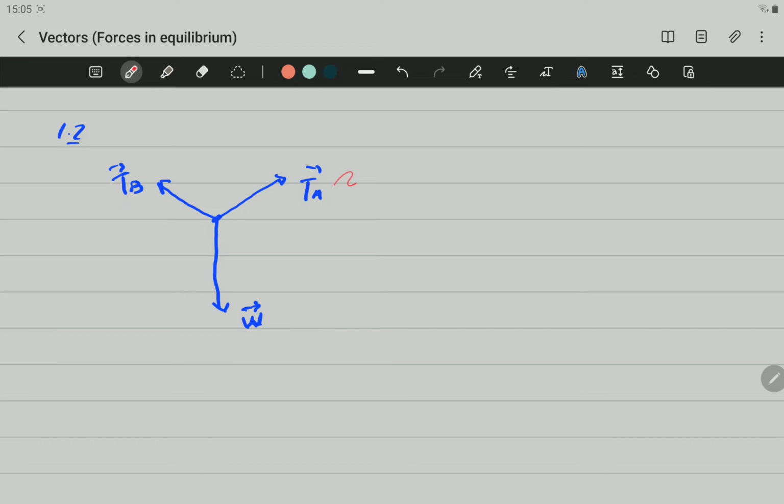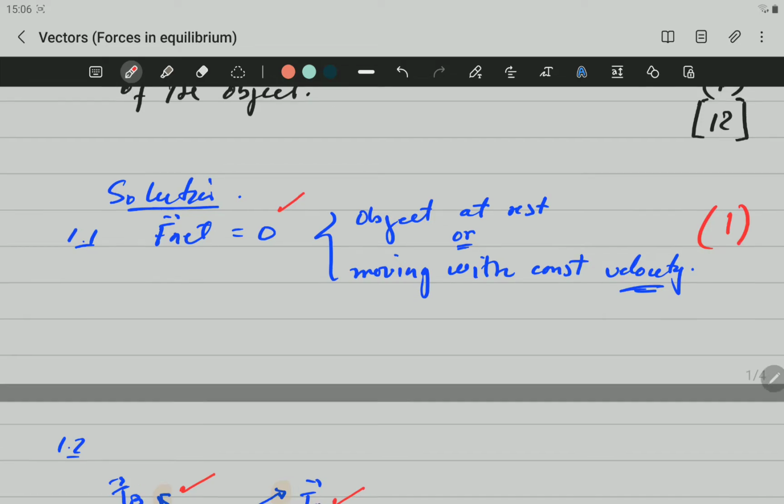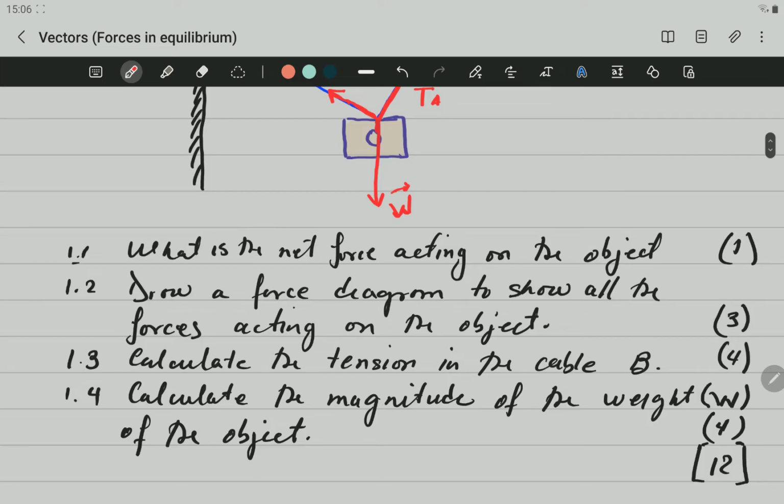If that is correct, then you should have 1 mark for each force. Remember, the force must have a heading as well. The heading is the name of the force. Each of these arrows must also have a head that you can see, otherwise you don't get the marks. So this is 1.2 and the total is 3 marks. For 1.1, just for saying that F net is equal to 0, you get 1 mark. Everyone should be able to do that one. The object is not moving, therefore the net force is equal to 0.